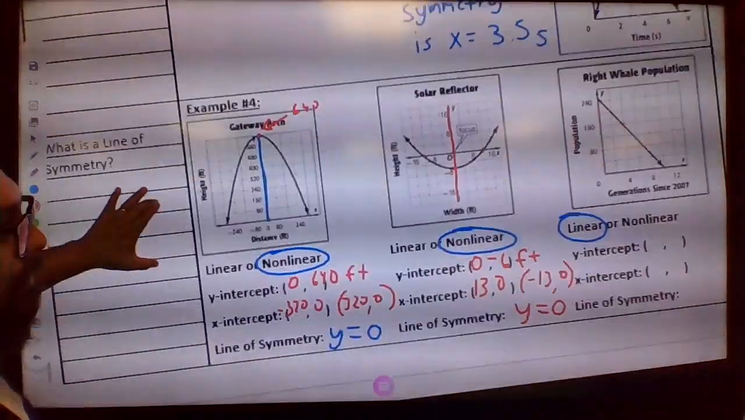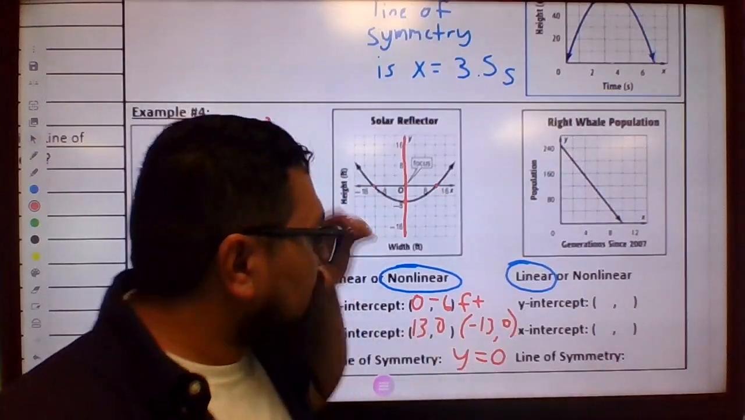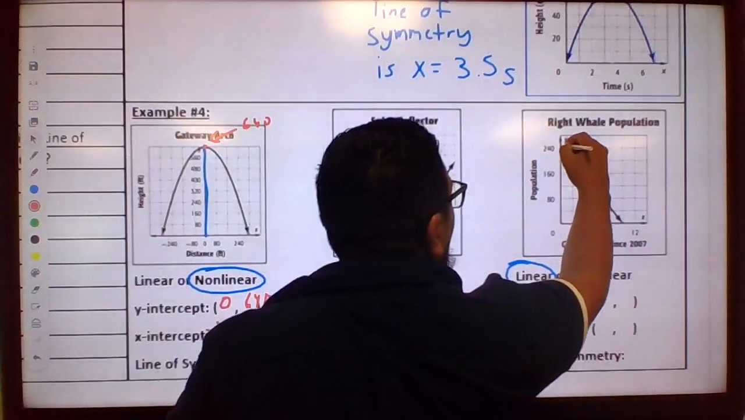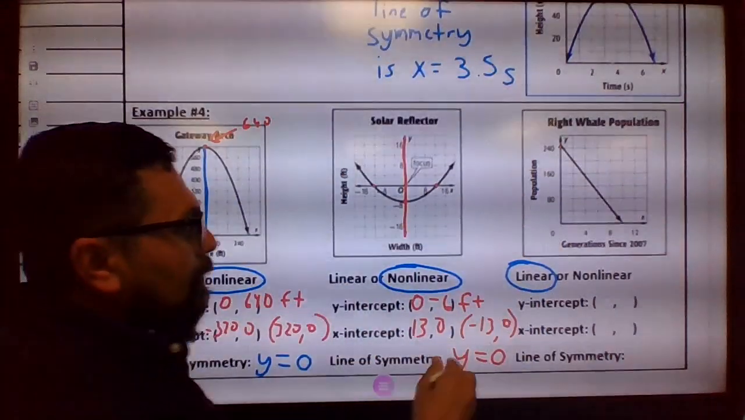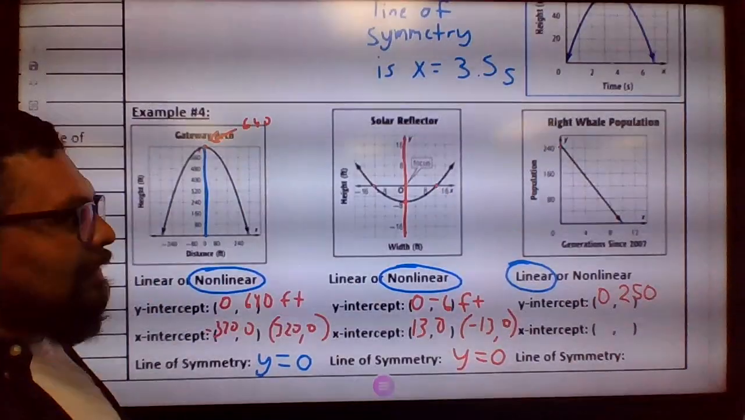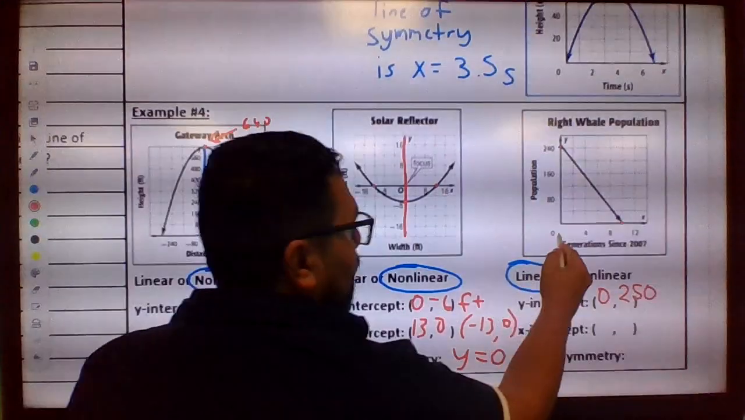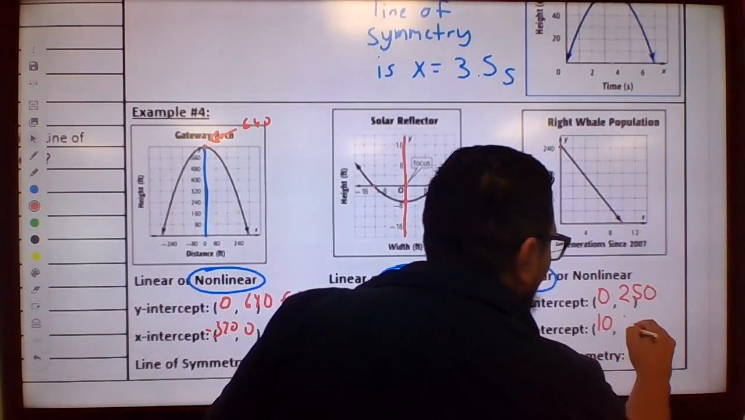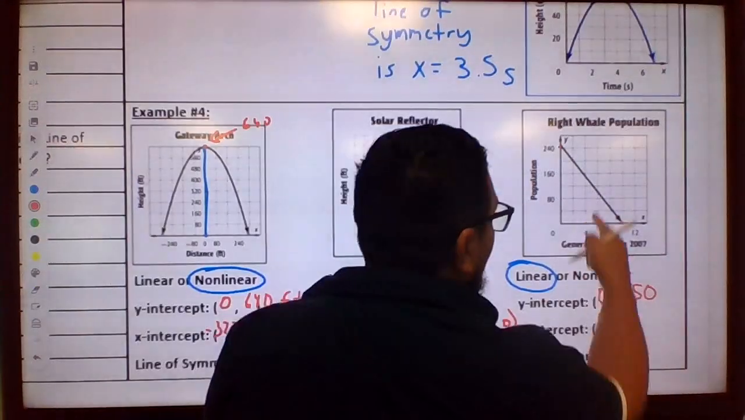And then our last one, y-intercept. Look, where does it cross the y-axis? It looks like it's a little bit above 240. So let's put (0, 250). And the x-intercept, it looks like it's right there. So it's going up 2, 4, 6, 8, 10. So it's going to be (10, 0). And the line of symmetry is none.